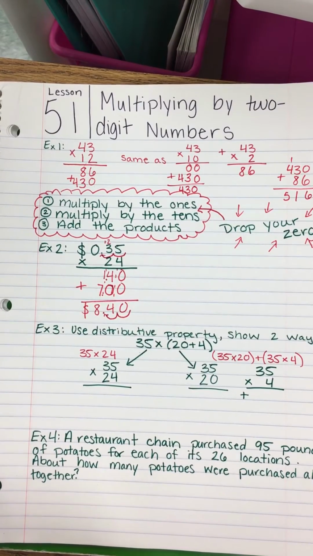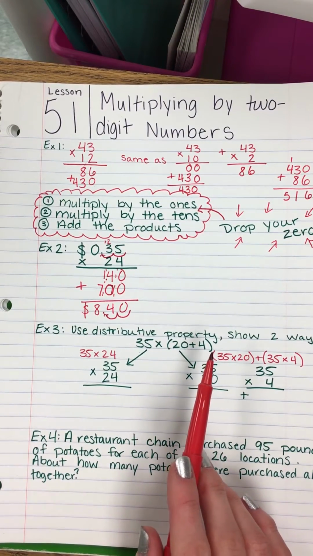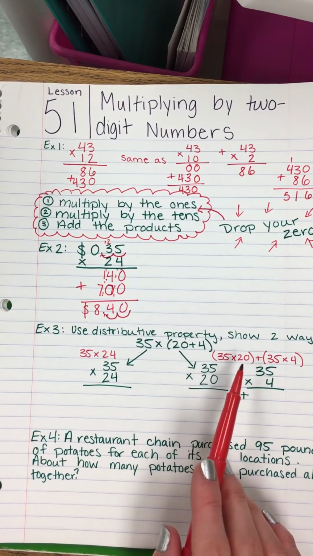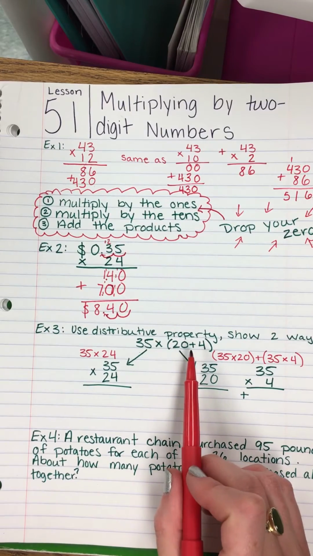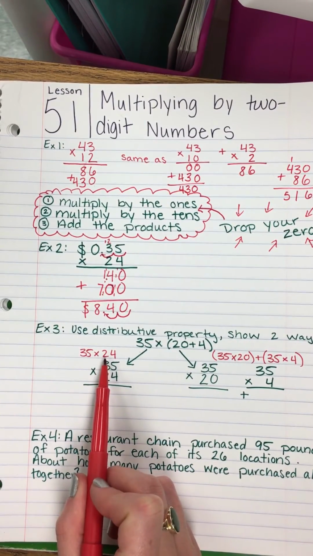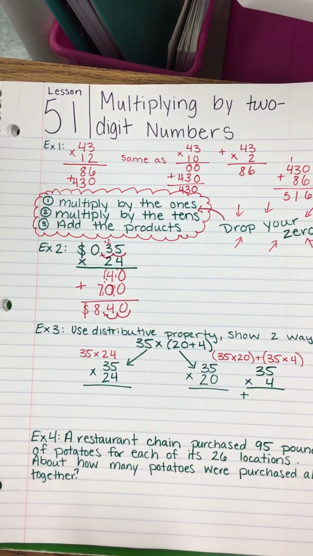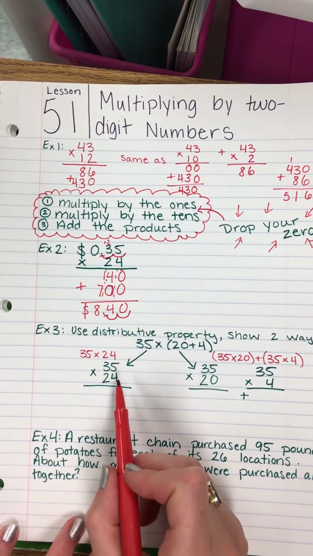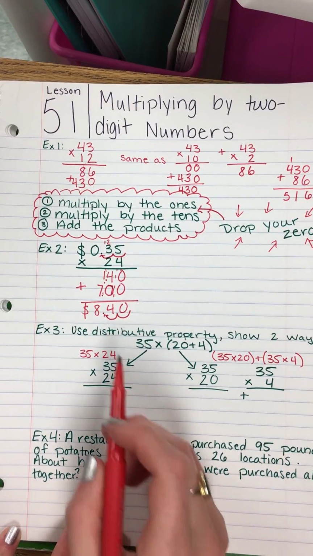Example 3. Use the distributive property to show 2 ways to find this answer. So 35 times 20 plus 4. The 2 ways you do it are 35 times 24 and 35 times 20 plus 35 times 4. And I'm going to show you both of these ways, and then we're going to see that the answers are the same. So you do 4 times 5.